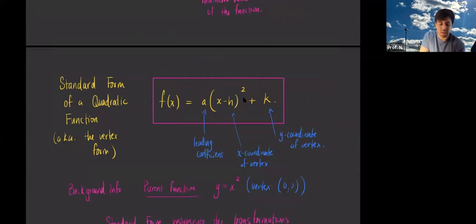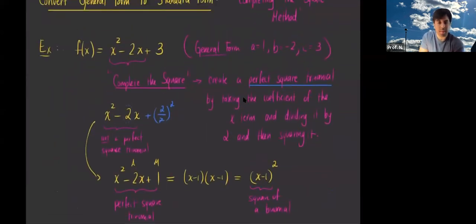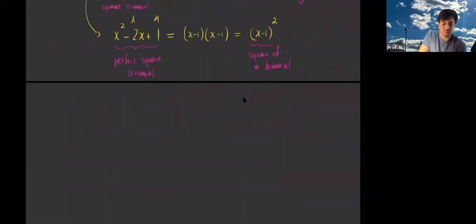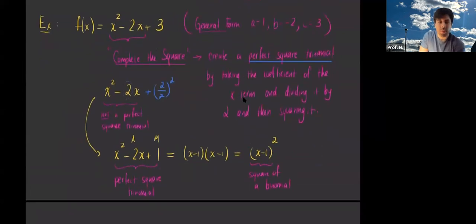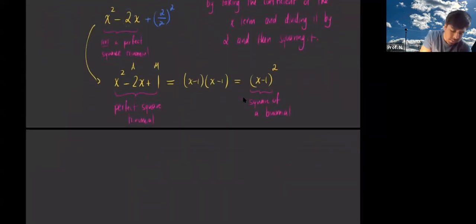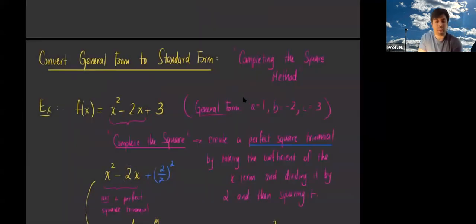So that's why completing the square is an essential part to this. Okay, so we did a little deep dive into completing the square, but let's still go back. We haven't completed our objective yet. We want to create the standard form from the general form.